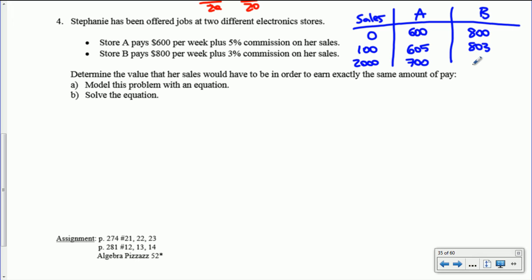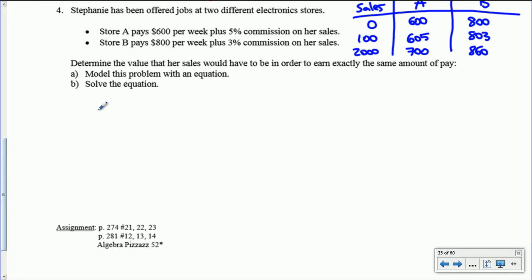So that works out to be 860. So you can see that 5% commission can make a big difference if you're considering store A, and with 3% you make a little bit less, so you're arguably less incentivized to sell stuff if you're working at store B compared to A.